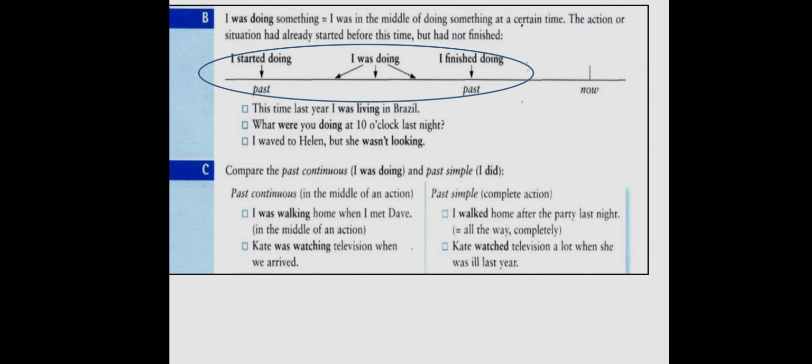Kate watched television a lot when she was ill last year. We have here "last year." She was ill. "Was" is past. And "last year" indicates past, so we use past simple. Kate watched: a completed and finished action last year. Completed and finished action, so we use past simple. So we speak about a completed action.